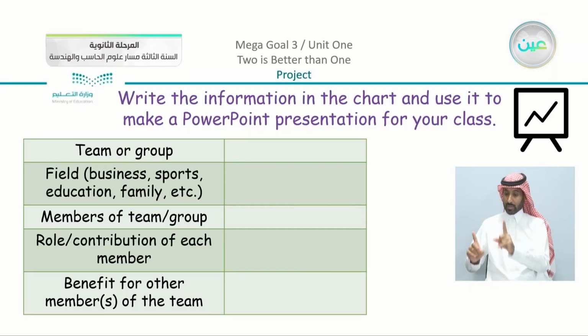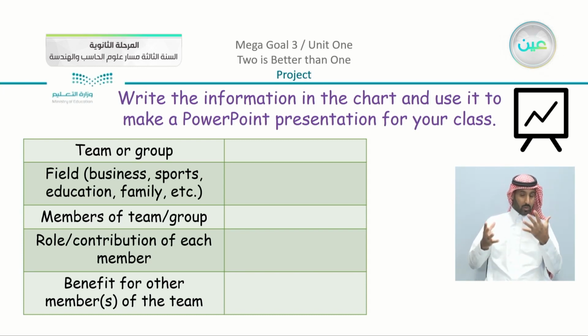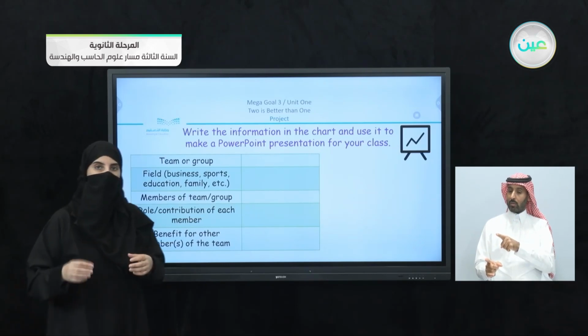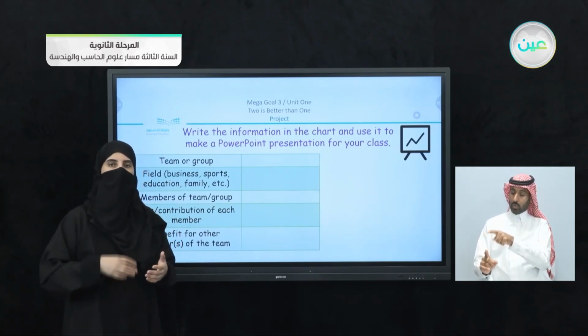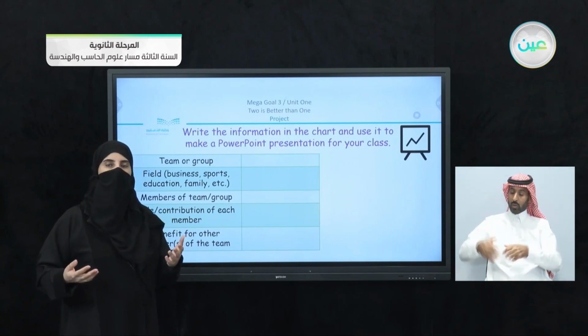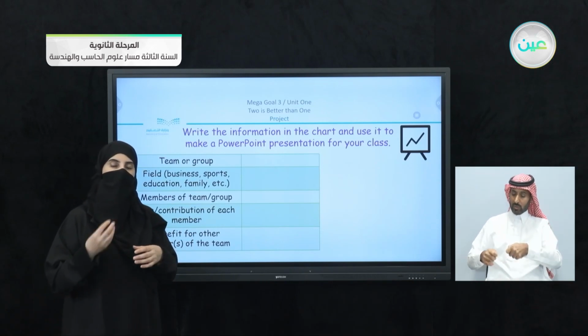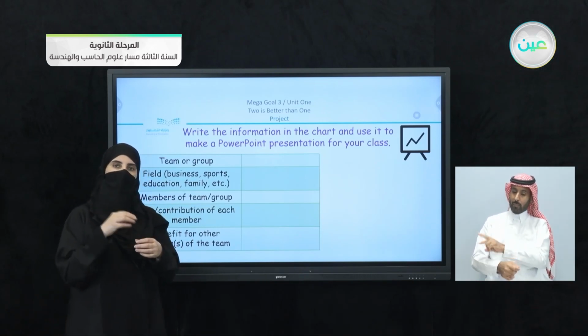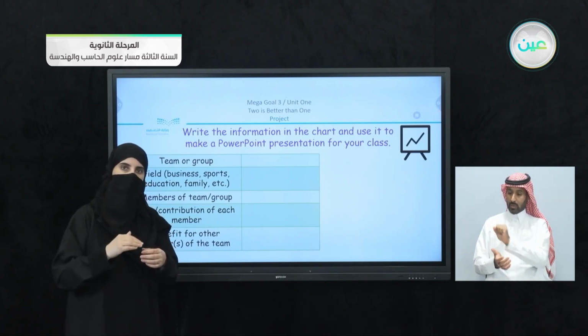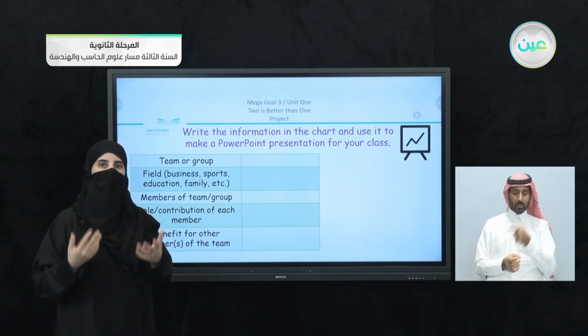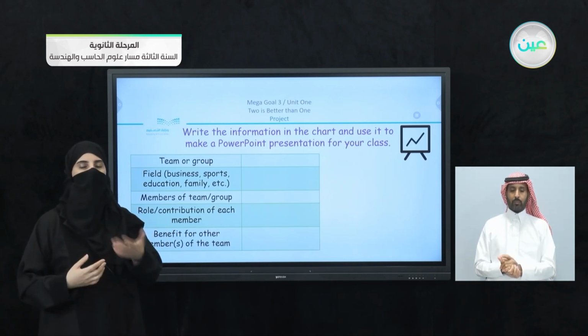Members of the team or the group. Now, when you agree on the team, you have to mention who are the members. Are they just two? Are they more than two? So we have to mention the members that we have here. The role or contribution of each member. Now, when I said, for example, surgery, there are doctors, there are nurses, there are different types of doctors within the surgery. Some of them specialize in something that is different. So I have to write each member and what he or she contributes, or what their roles are.